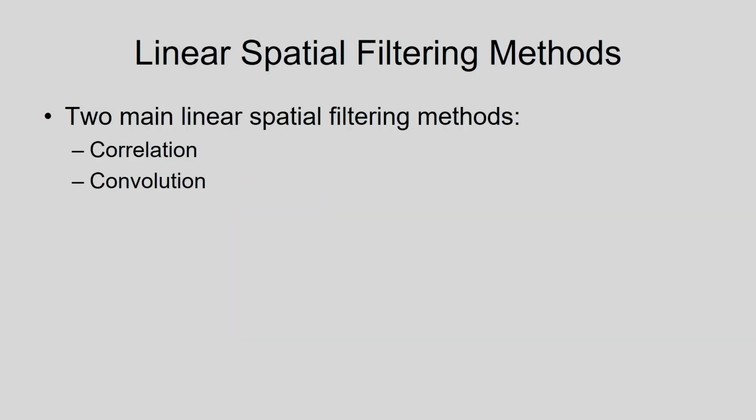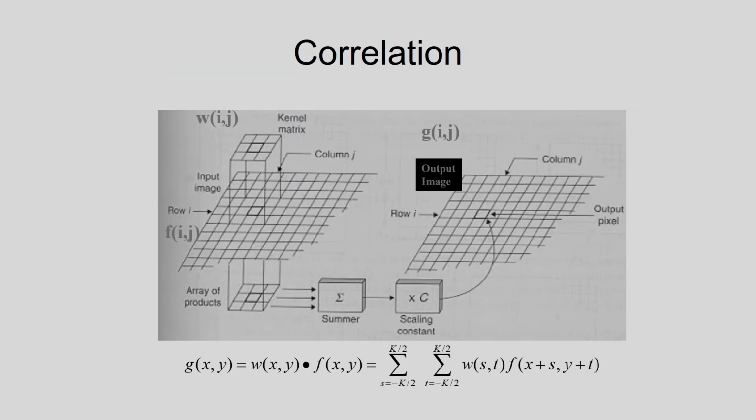Now in the case of linear filtering methods, we have two operations, one is the correlation operation, and the other is the convolution operation. So what is the correlation operation and how is correlation related to convolution? In this case I have shown the same thing, the masking operation. I am considering the image f(i,j), and I am considering the mask, that is the kernel matrix w(i,j), and corresponding to this I am getting the output image g(i,j).